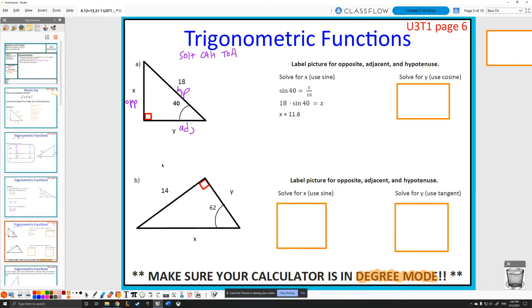And similarly, to solve for y, I look at, okay, I have adjacent, I have hypotenuse, I'm going to use cosine. Cosine of 40 is equal to y over 18. Y is my adjacent value, 18 is my hypotenuse value. Multiply 18 on both sides once again, and find your value is y is 13.8.